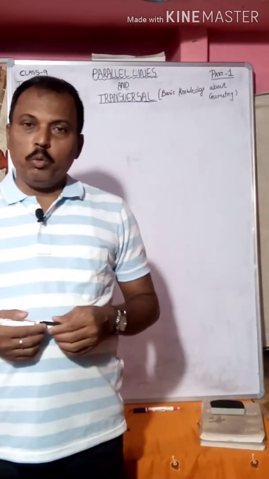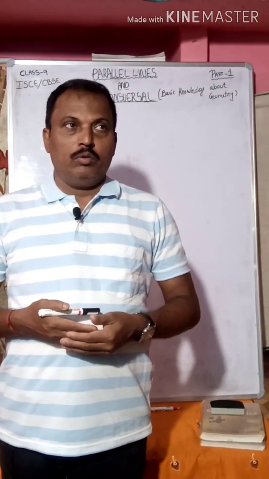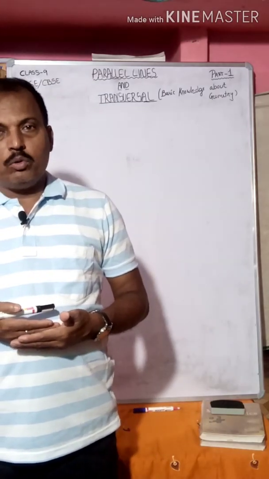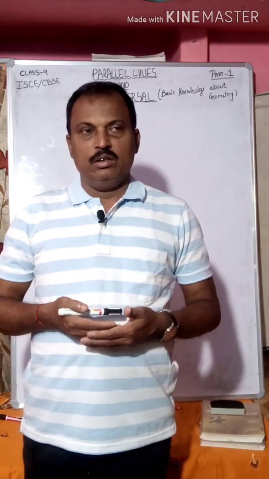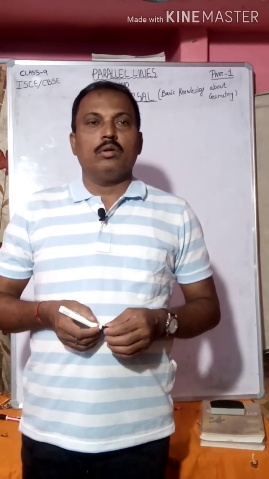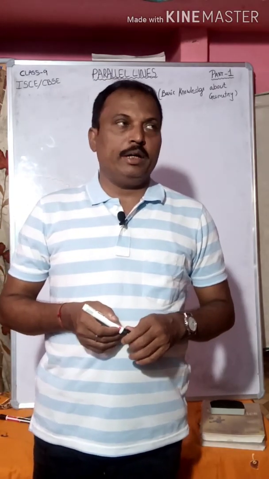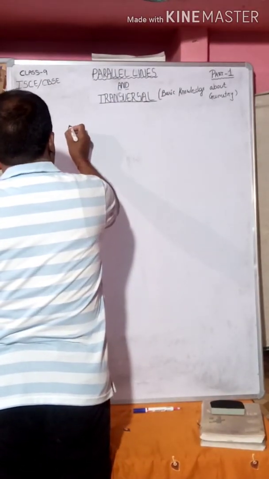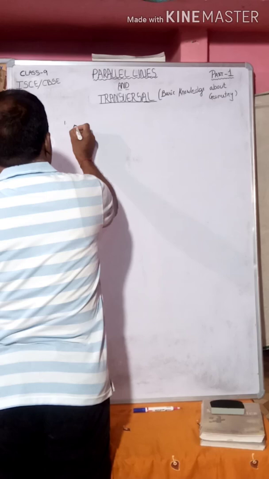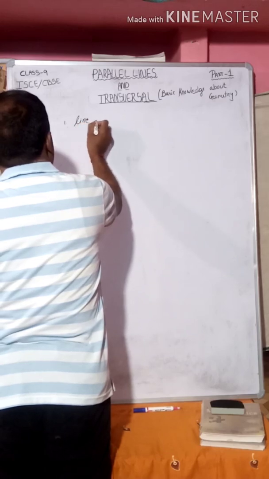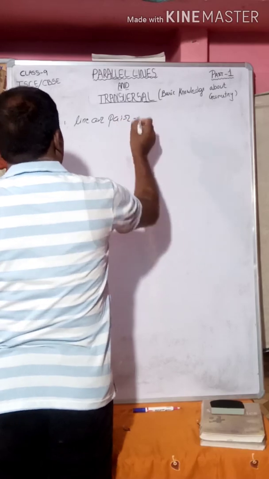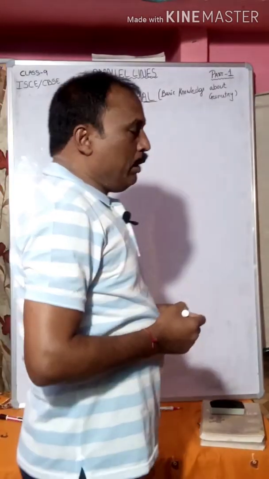Before we go to parallel lines, you have to know what a linear pair is and what a vertically opposite angle is. First, I am writing linear pair. What is a linear pair?